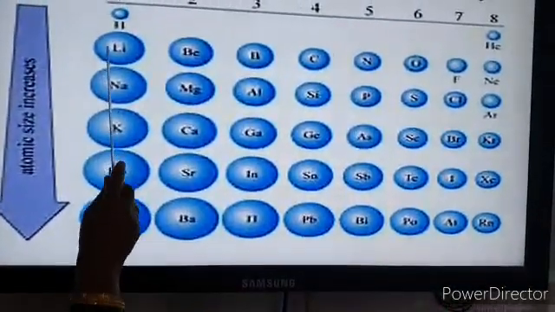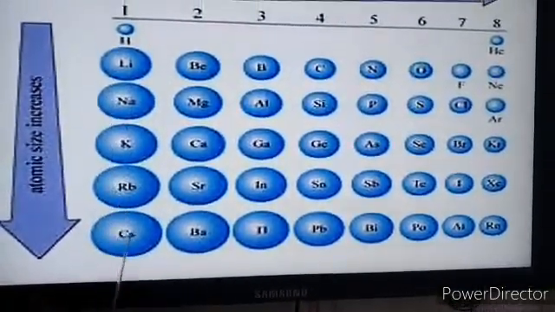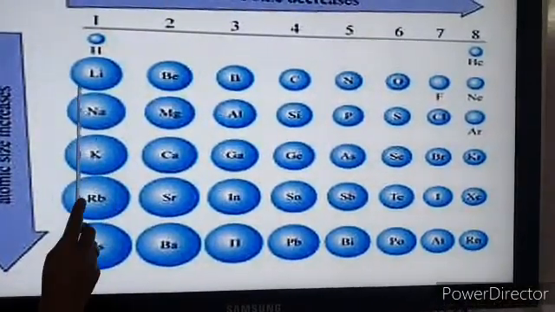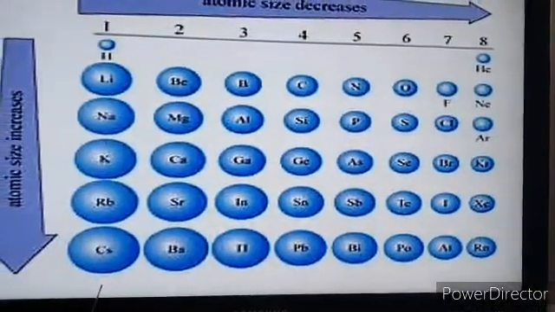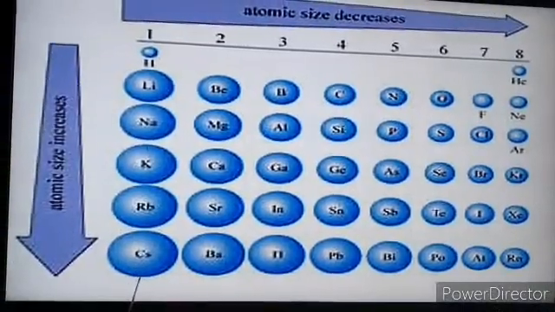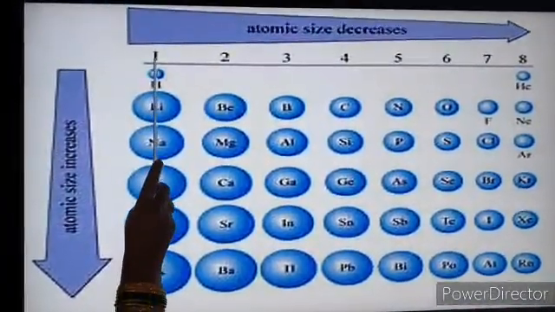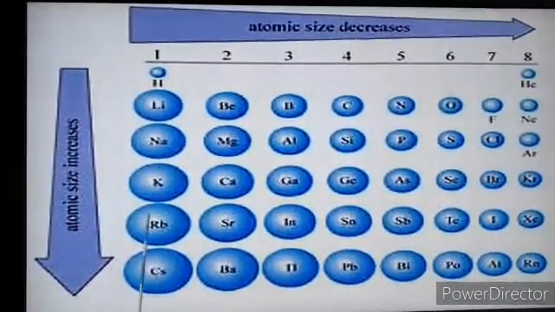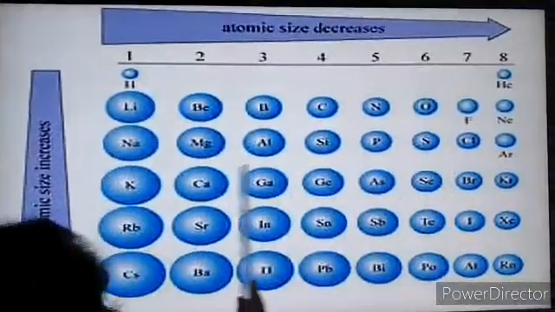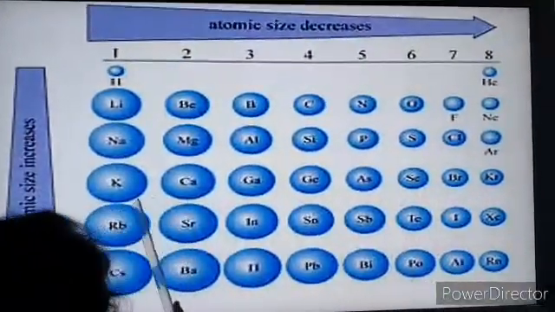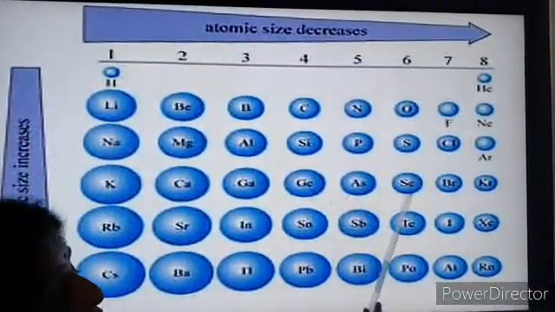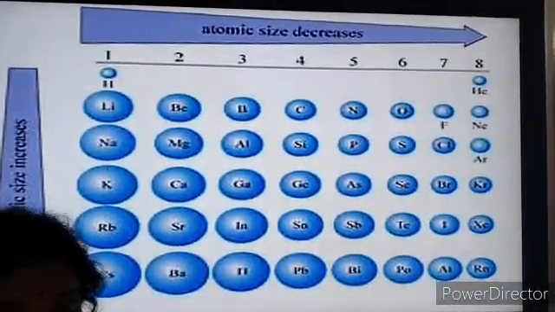Now what is happening to the atomic size in the group? As new shells keep adding in a group, the size of the atoms increases from top to bottom. But when you move from left to right in any period, you can see what is happening to the size of the elements. The size of the elements is decreasing.